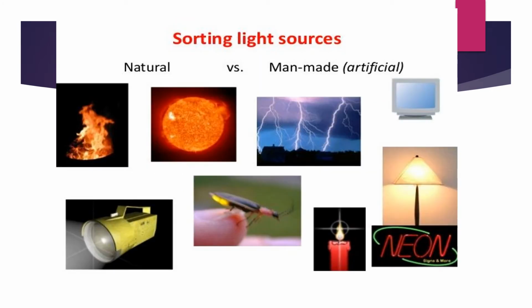From this given diagram, we can very clearly understand the differences between the natural sources of light and the artificial sources of light. Here, sun is a natural source of light, Jugnu or firefly and the lightning are the natural sources of light, while the man-made or artificial sources of light we can see as the fire, a torch, a lighted candle, a table lamp, etc.